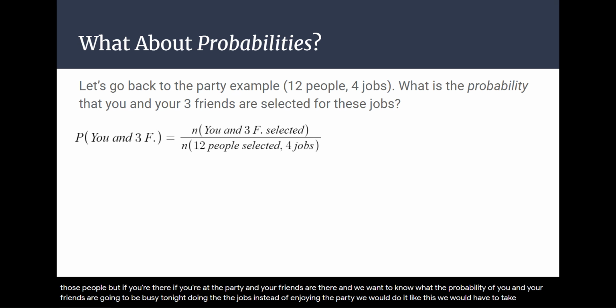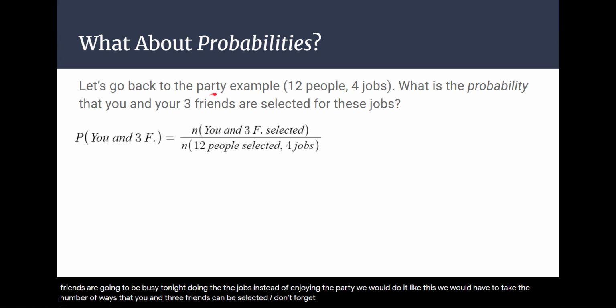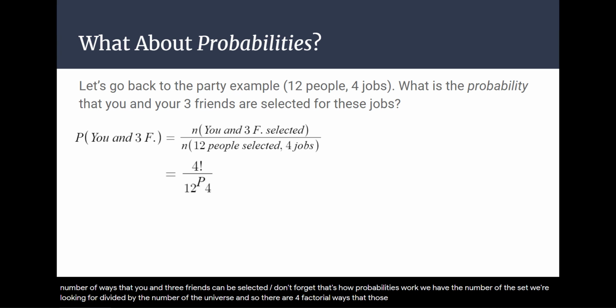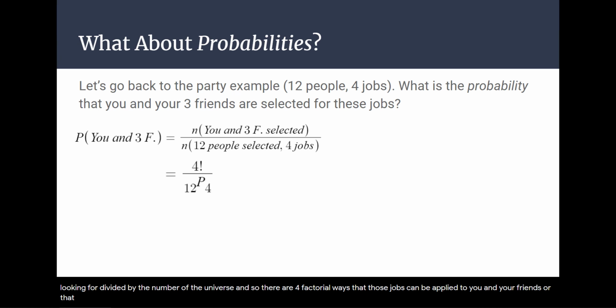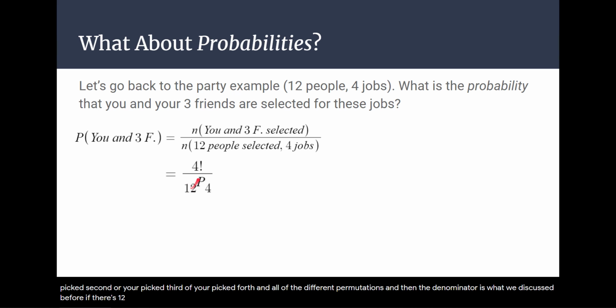We would have to take the number of ways that you and 3 friends can be selected divided by all the different possibilities, because don't forget that's how probabilities work. We have the number of the set we're looking for divided by the number of the universe. And so there are 4 factorial ways that those jobs can be applied to you and your friends, or that you and your friends will be selected. Whether you're picked first and then your friends are picked after you, or maybe you're picked second, or third, or fourth, and all of the different permutations. And then the denominator is what we discussed before. If there's 12 people and we're going to permute 4, that's our denominator.